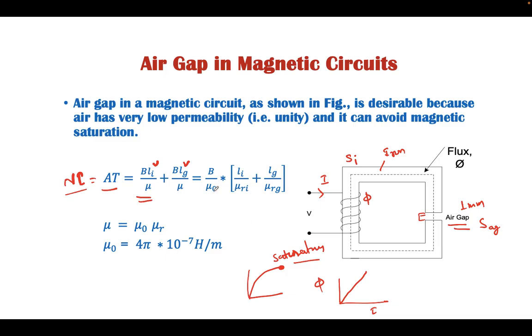Now, taking B upon mu naught common, we get Li upon mu r i plus Lg upon mu r g, because in case of air gap, relative permeability is always equal to 1, and the absolute permeability, given as 4 pi into 10 to power minus 7 Henry per meter, is common for the air gap as well as the iron path. In this case, there is only one iron path. If there were more than one iron path, then accordingly we would take S1 plus S2 and so on.